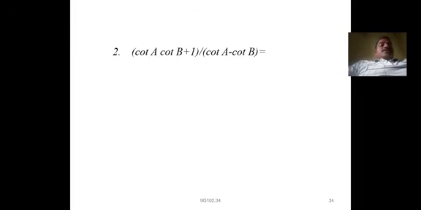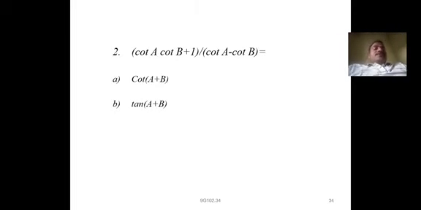Cot A cot B plus 1 by cot A minus cot B. This is the formula for cot of B minus A. So the first option is cot of A plus B, wrong option. Tan of A plus B, it's also a wrong option. Cot of A minus B, this also is a wrong option. Cot B minus A, this is the right option.